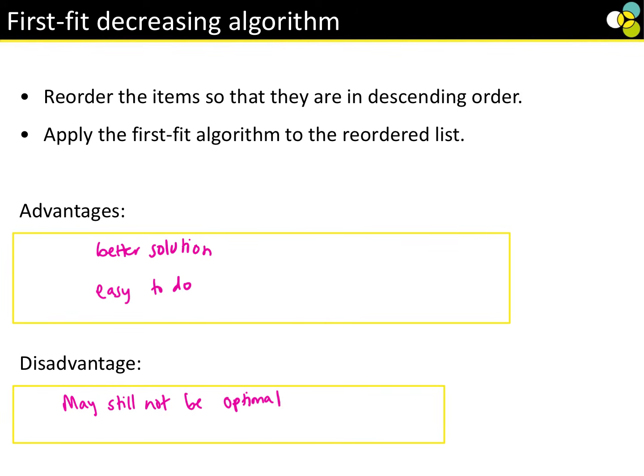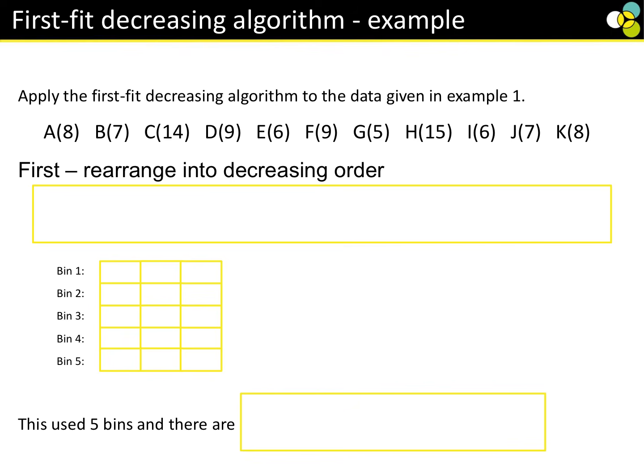But we are going to have a better solution, and it's also easy to do. So we're going to try it again on the same set of numbers. Here we go. Step 1, arrange in descending order. H, 15.